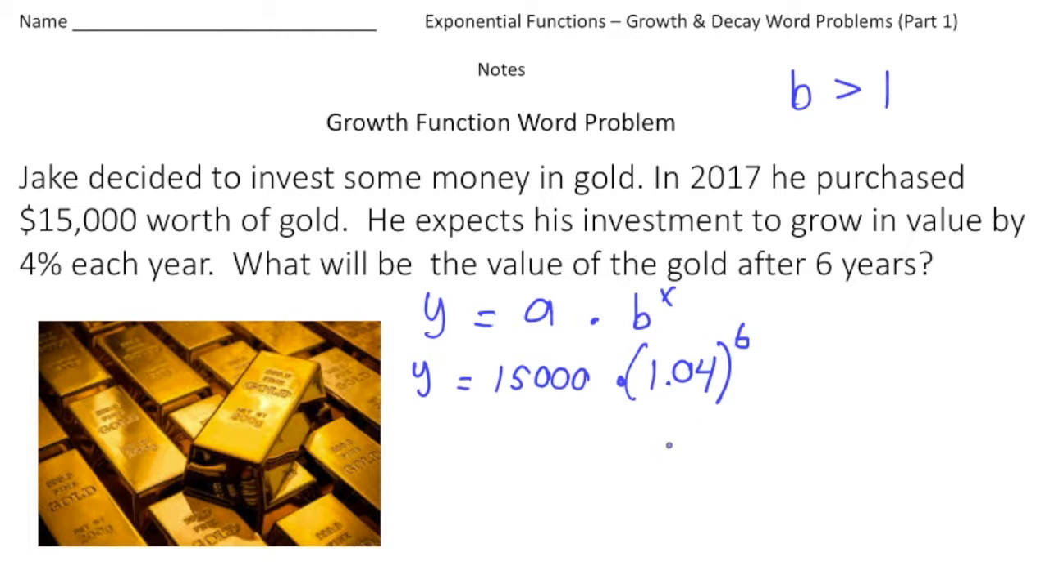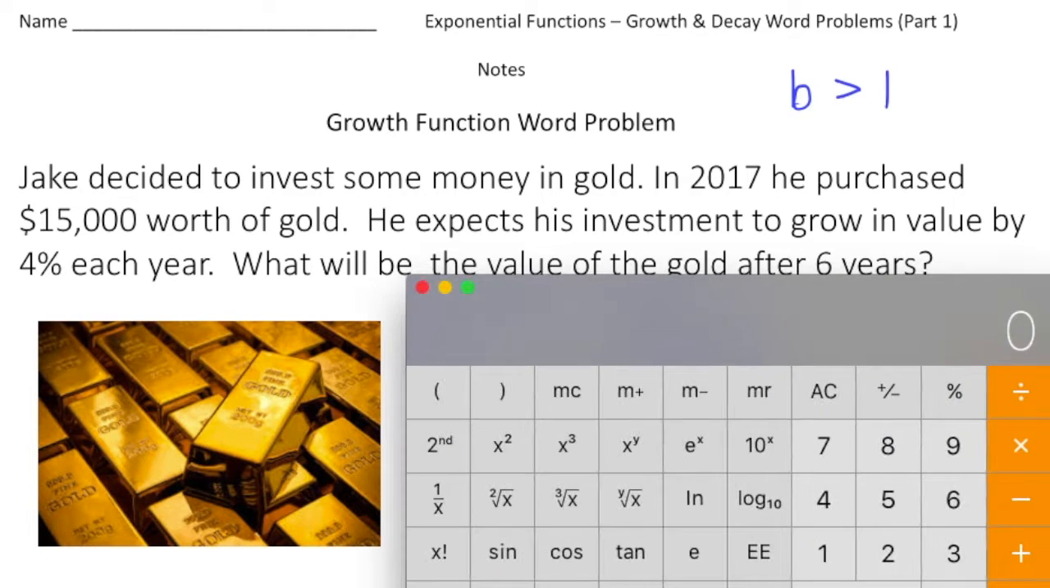Okay? So if we do 1.04 to the 6th power, take that number and times it by 15,000, we'll get his expected value of the gold after 6 years of growth. Okay? So let's do that. So let me pull up my calculator here. So we're going to do 1.04 to the 6th power. All right, that gives us this long number. Now we're going to multiply that times the 15,000.